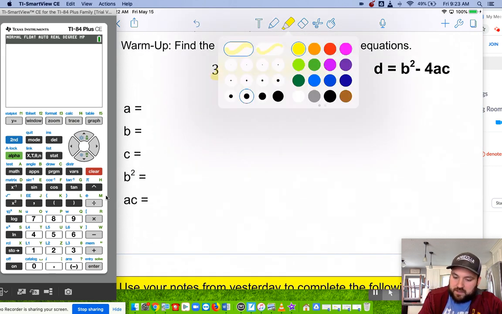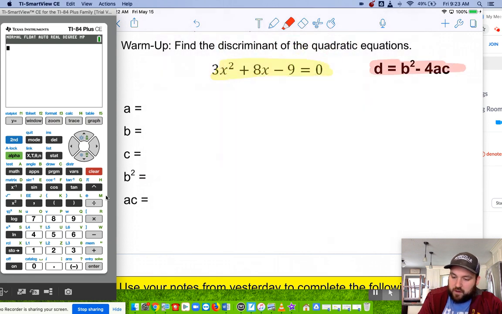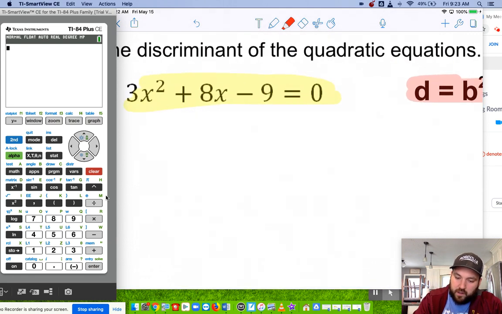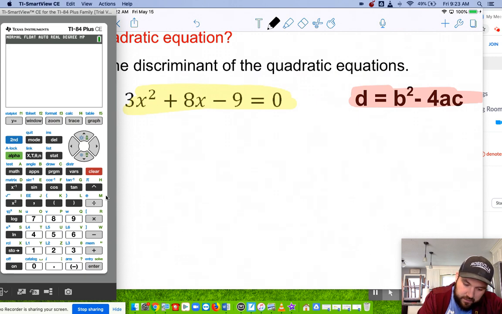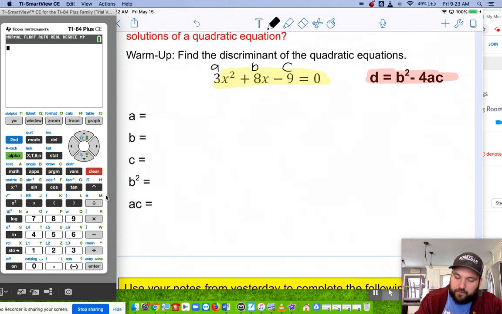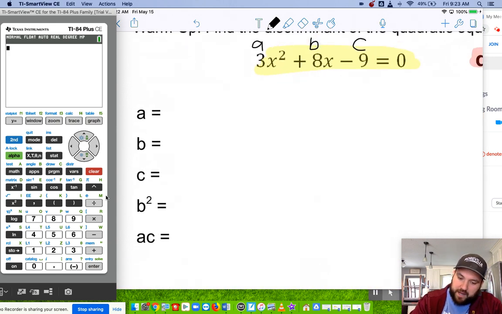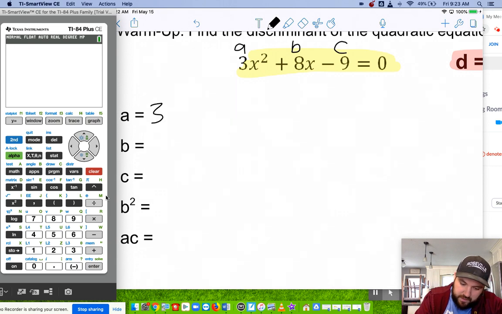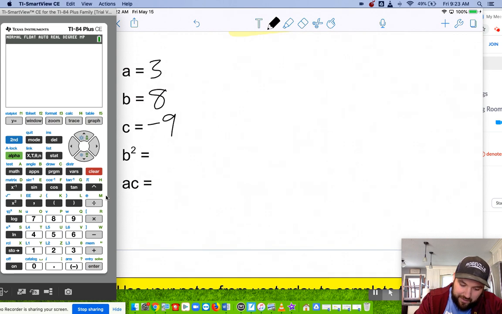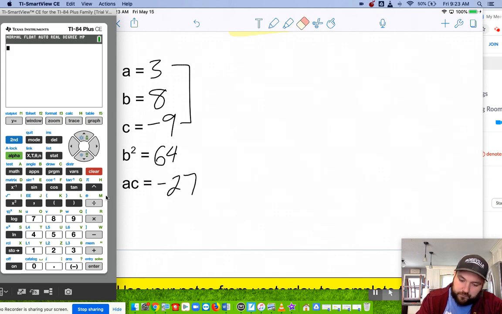Again, the discriminant is defined as b squared minus 4ac, where a, b, and c are the numbers in the equation. The equation has to equal 0, which it does here. So my a value is 3, my b value is 8, c is -9, b squared is 64, because that's 8 times 8. And if I were to multiply 3 times -9, that would give me -27.